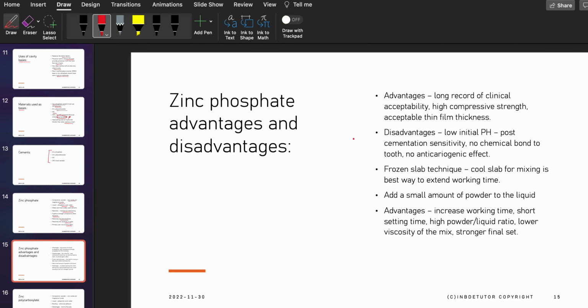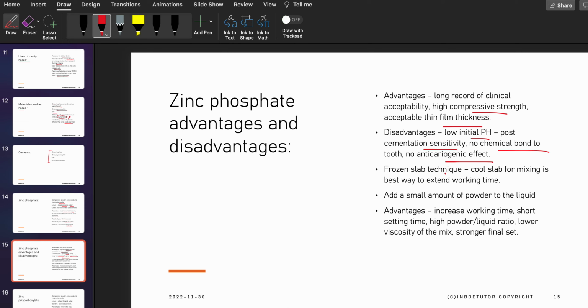Now, what are the advantages and disadvantages of zinc phosphate cement? Advantages: it has a long record of clinical acceptability. It has a high compressive strength and an acceptable thin film thickness. Disadvantages: as I already told you, we have to apply a varnish prior to placing the zinc phosphate because it has a low initial pH. Post cementation sensitivity, no chemical bond because it binds mechanically, so no chemical bond to the tooth, and it doesn't have an anti-cariogenic effect unlike GIC.